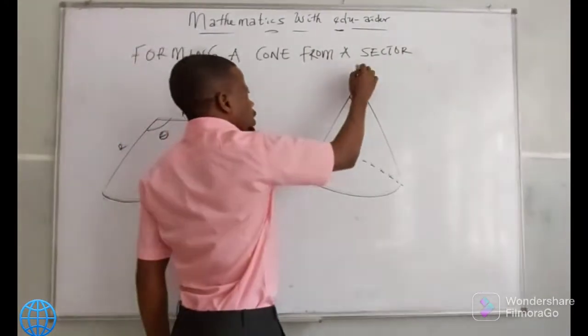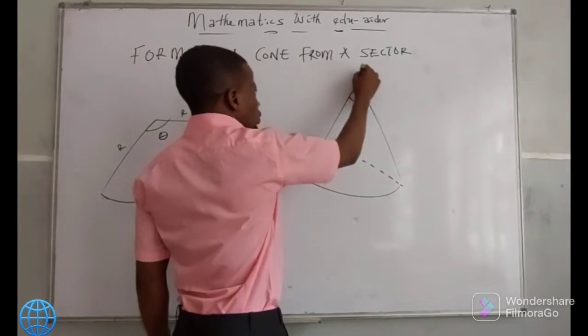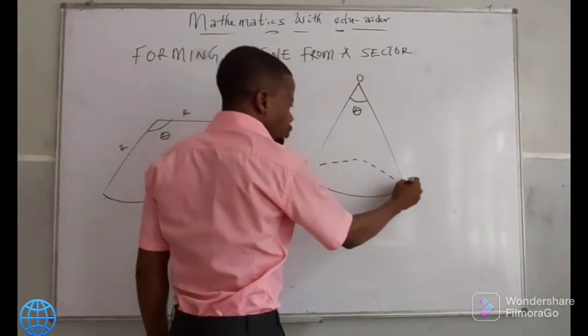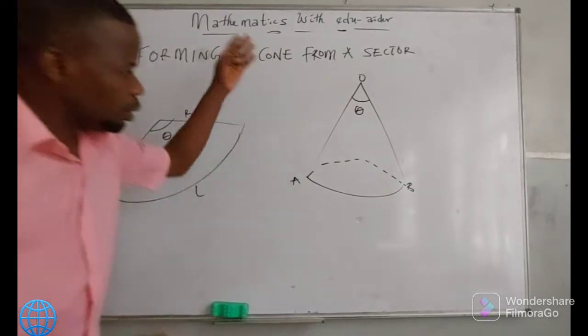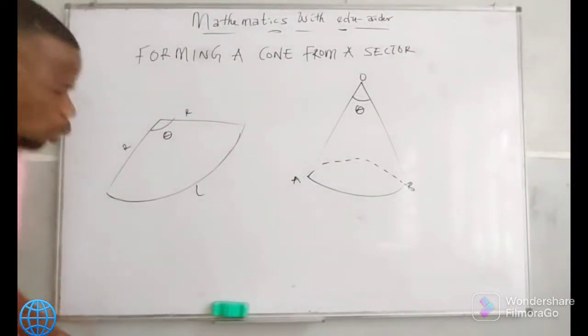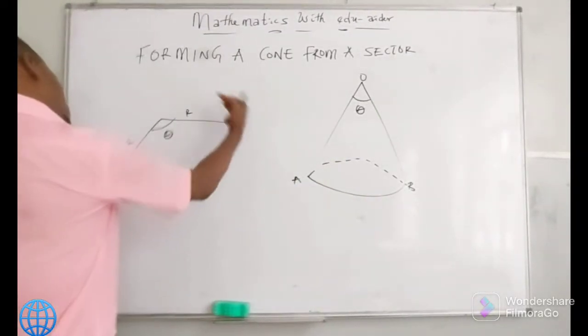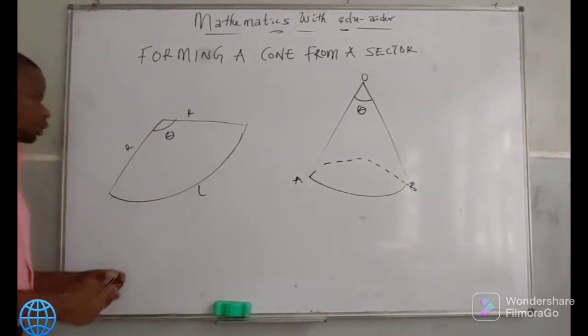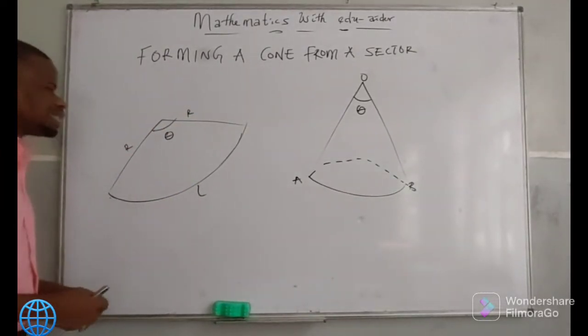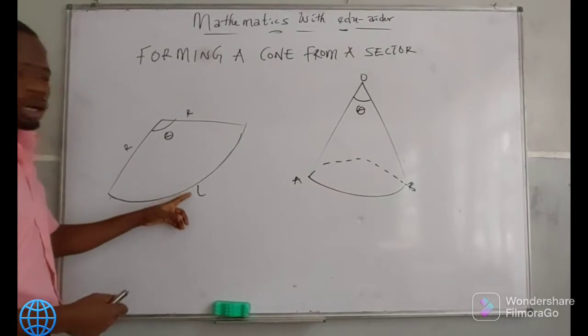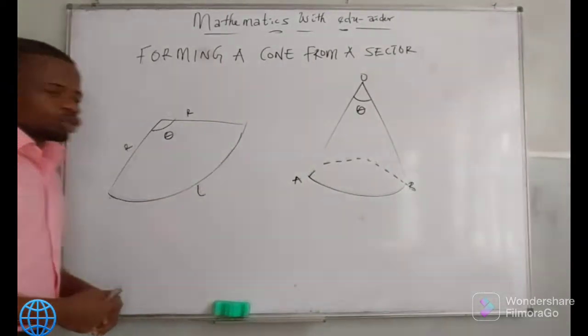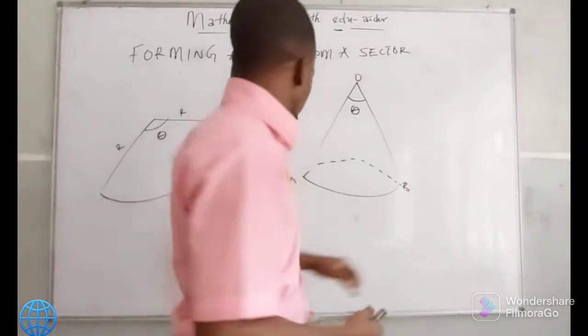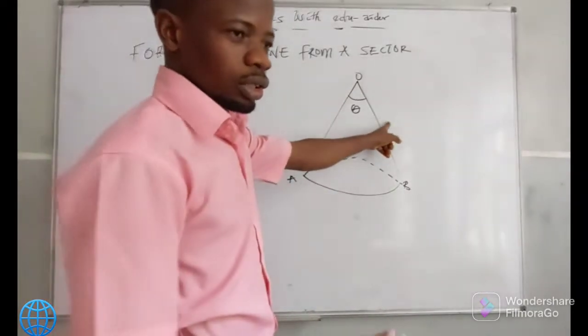So what do we have here? Let me call this AOB. So I'm having my cone already. As we fold this along this path into each other, what happens? This length of arc will now be the radius.